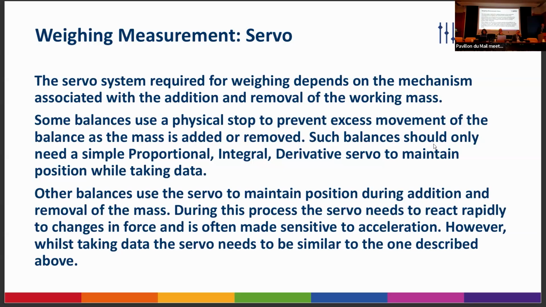However, if you don't want to put the balance against a stop, which could affect hysteresis and other things, and use the servo to maintain position while the mass is coming on and going off, you need to react very rapidly. And so quite often the best thing to do is to mutate the servo so it's sensitive to acceleration. The mass lands, it stops the mass within a few tens of microns. And then once you've landed it, the very noisy acceleration servo gets mutated back into an ordinary servo, which is much, much lower noise.